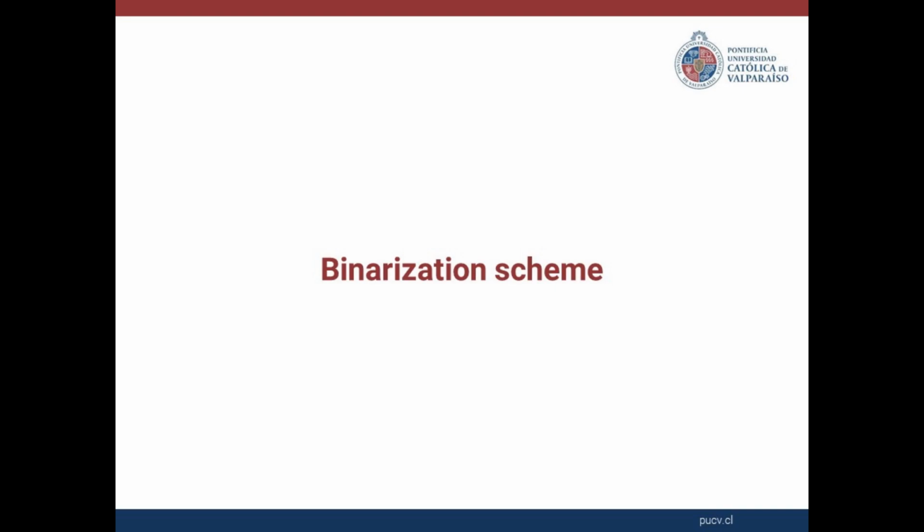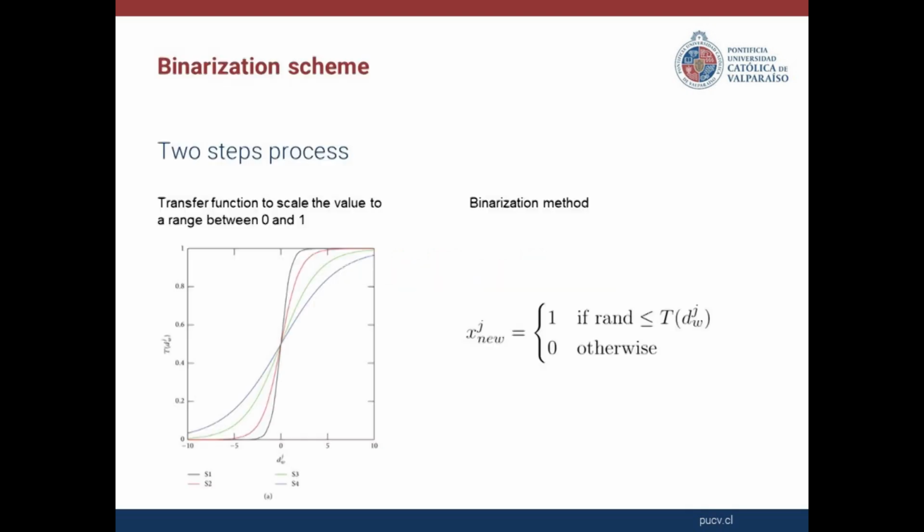Since the GSO algorithm works in the domain of real numbers, it is necessary to use a process that allows us to solve the set covering binary problem. The process used is called the two-step binarization. The first step is to transfer each real value to a real domain between 0 and 1, and then a binarization function transforms it into 0 or 1. This process allows us to use the GSO algorithm to solve the set covering problem.